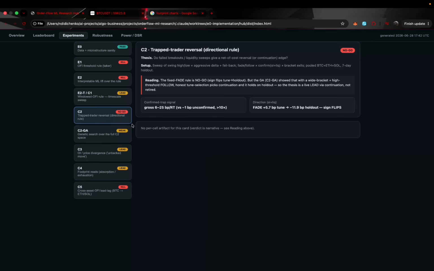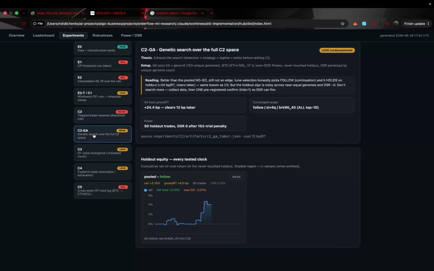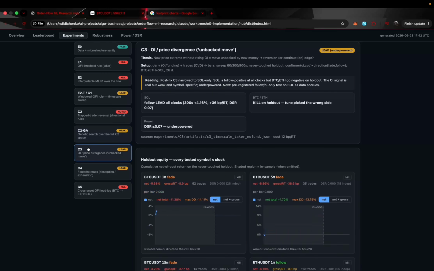Then I had a bunch of parameters here, so I needed to optimize them. So I created a new experiment, which is C2 genetic algorithm. And this one yielded an interesting 3% result over a 28-day period. That was an interesting take, but it could be overfitted. So the one thing that is left is to keep collecting more data and start live testing it. That's basically it.